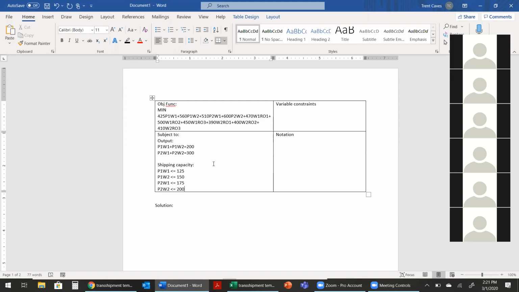So does everybody see those 4 shipping capacities and how the shipping capacity corresponds to the output? Yes. So then our final set of constraints is our demand.